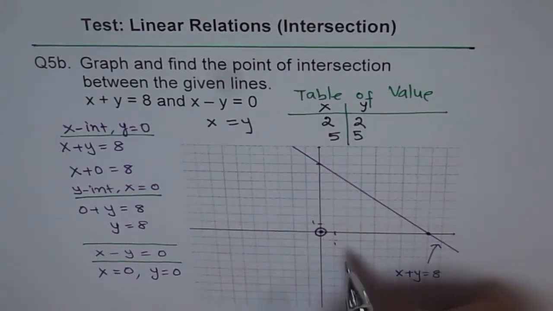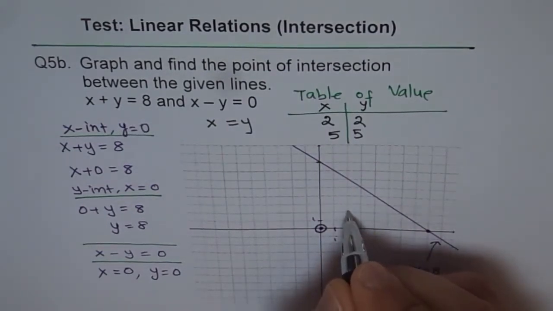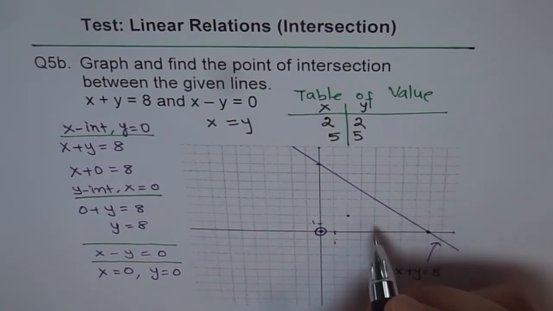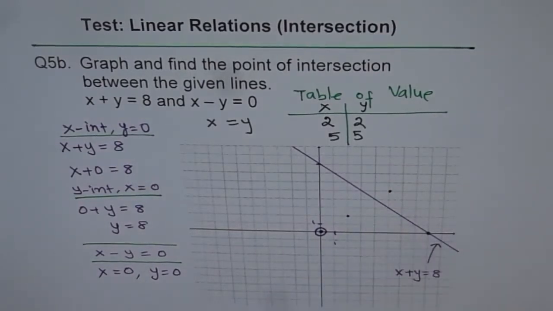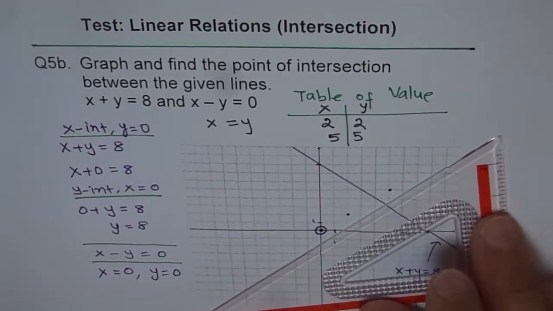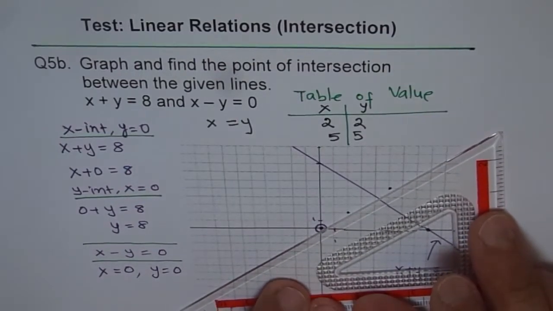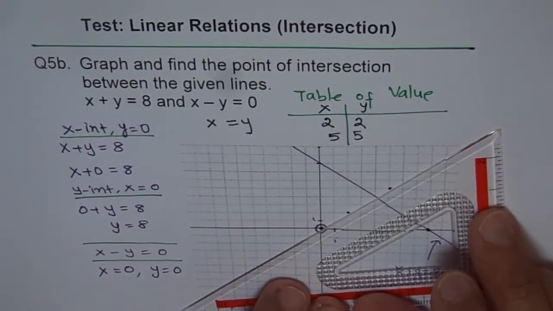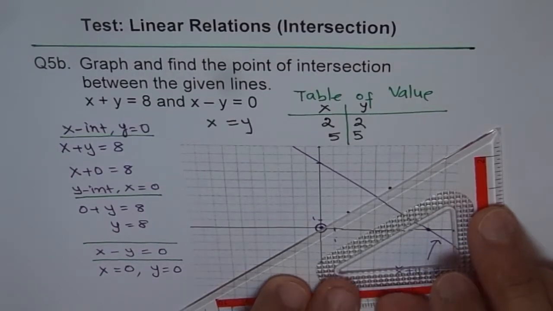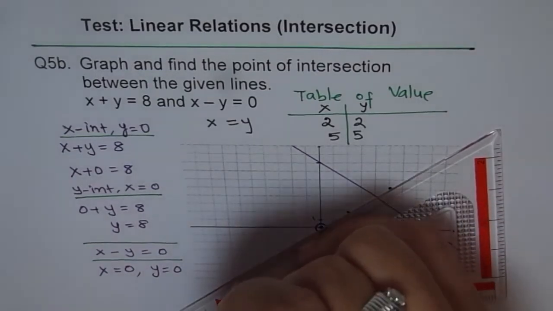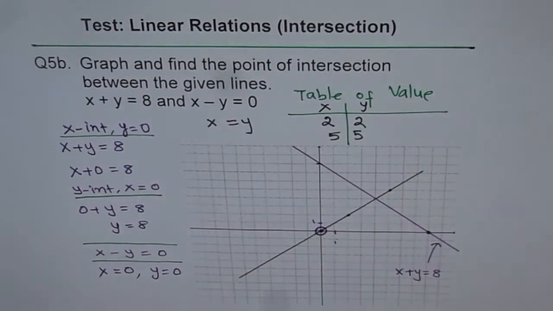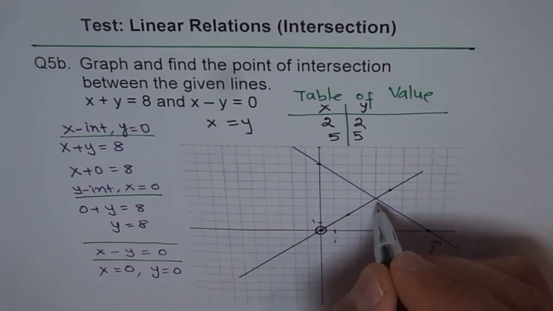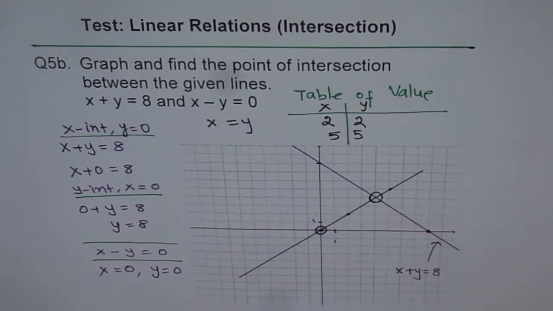Now you can plot these points. We have 2 and 2, that is one point. And similarly, we have 5 and 5, another point. We get a set of points, and when the set of points is joined together, we get a line. That line will represent our equation, x minus y equals 0. And then we find the point of intersection graphically. There you go. That is the point of intersection.